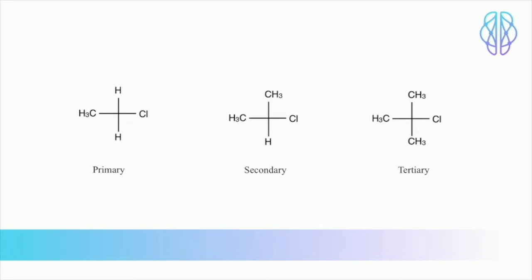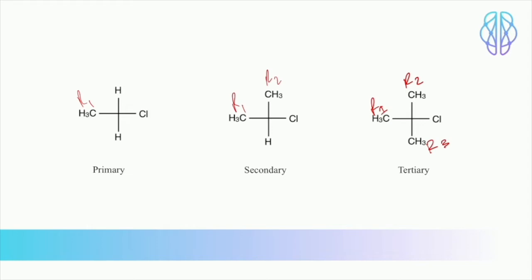correlates with the number of alkyl groups that are attached to the central carbon. So, with the primary haloalkane, there is one alkyl group, so that could be your R1, if you like. With the secondary haloalkane, there's two alkyl groups, signified by R1 and R2. I've got methyl groups here, but it could be an alkyl group of any length. And with your tertiary haloalkane, you'd have three alkyl groups, which I'll show as R1, R2, and R3.